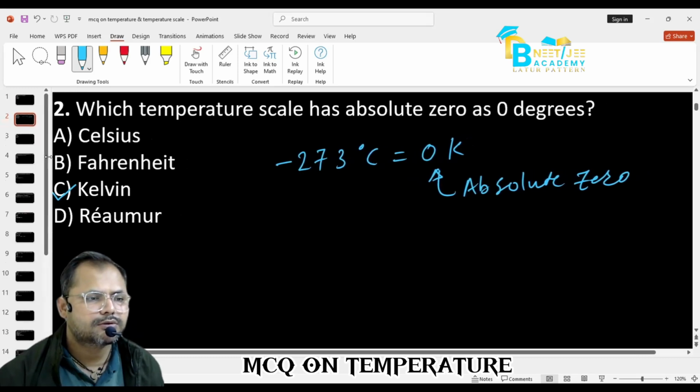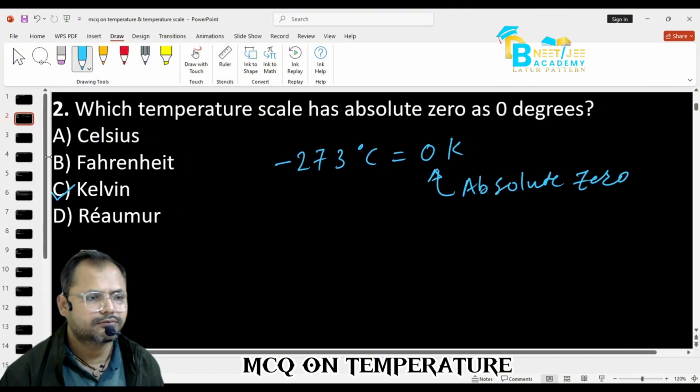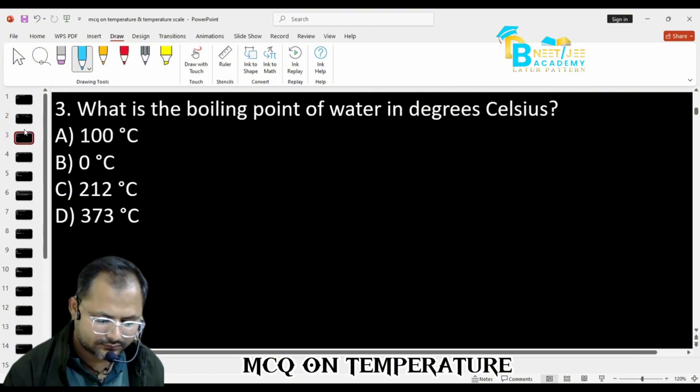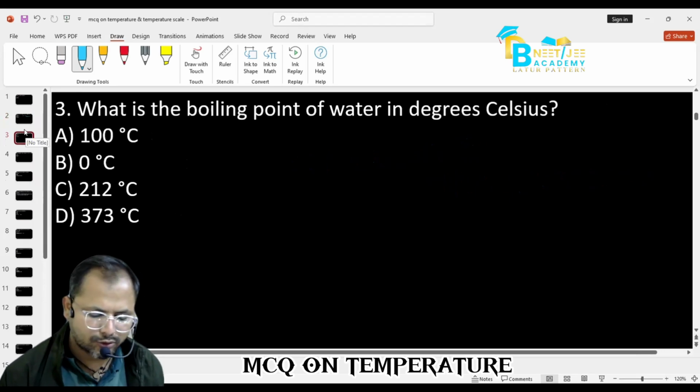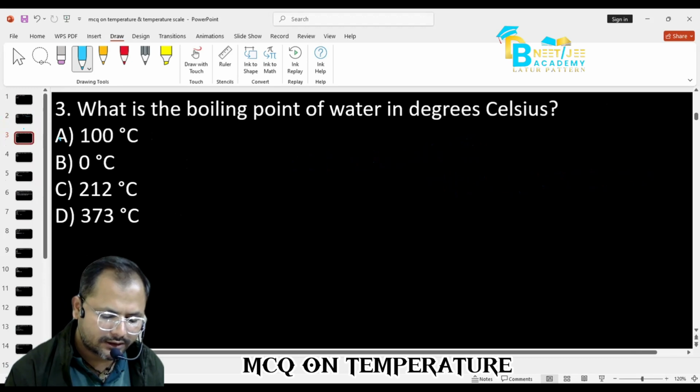So next question. What is the boiling point of water in degrees Celsius? The boiling point of water is 100 degrees Celsius.